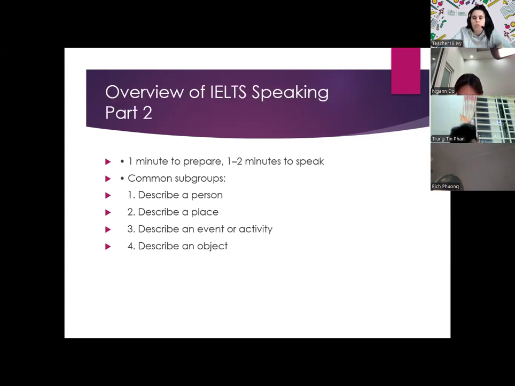When you get a question that you need to answer, you will have 1 minute to prepare, and then you will have 2 minutes to speak. I don't want you to speak for 1 minute, I want you to try and speak for 1.5 to 2 minutes. The common subgroups are describing a person, describing a place, describing an event or activity, or describing an object.